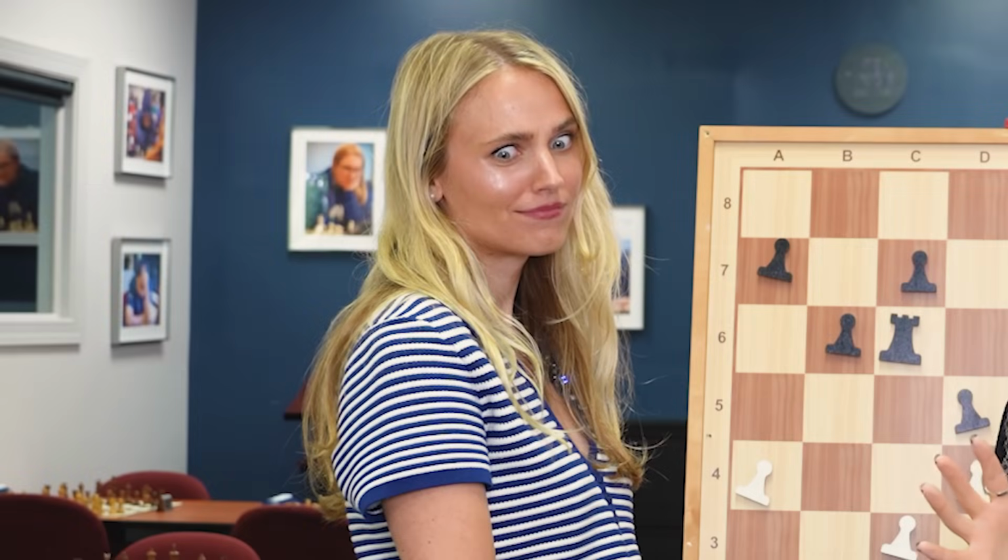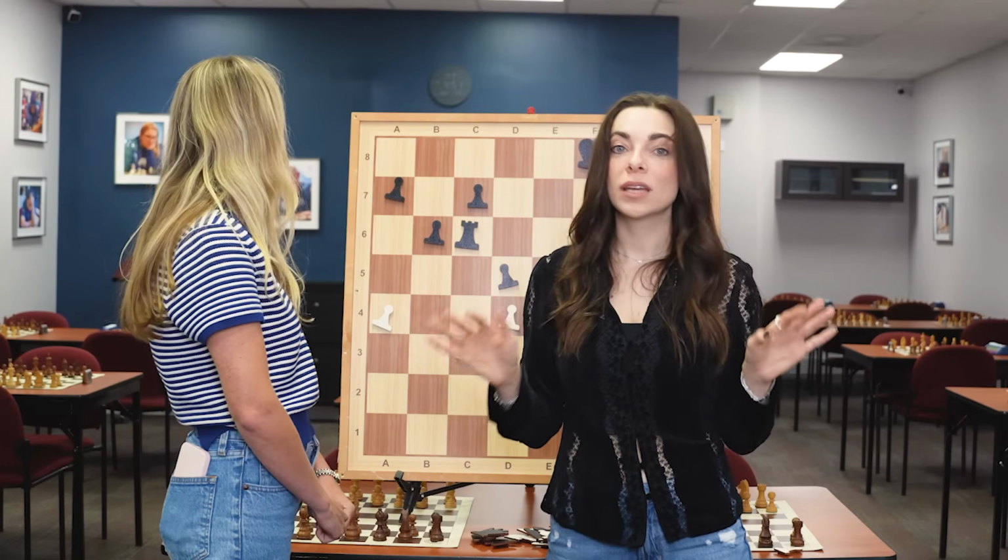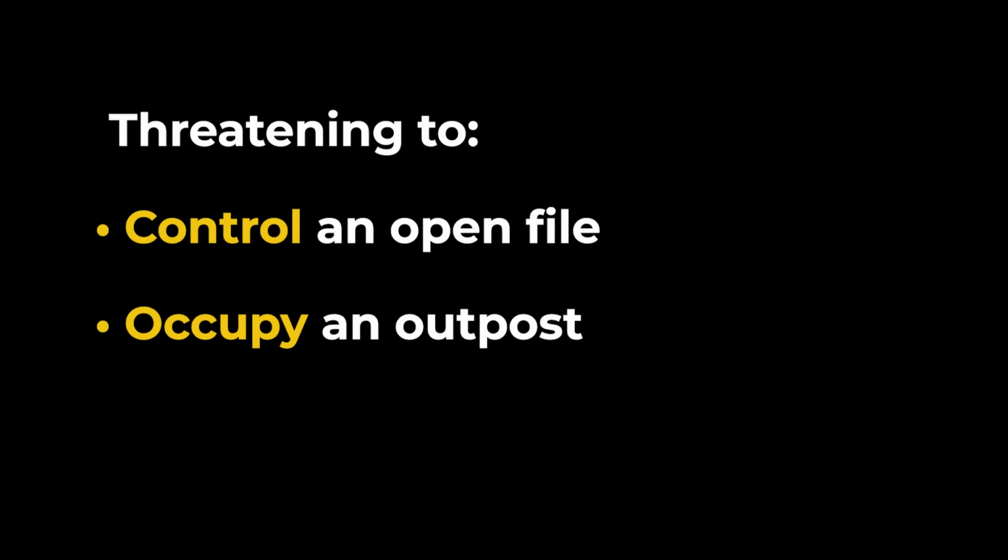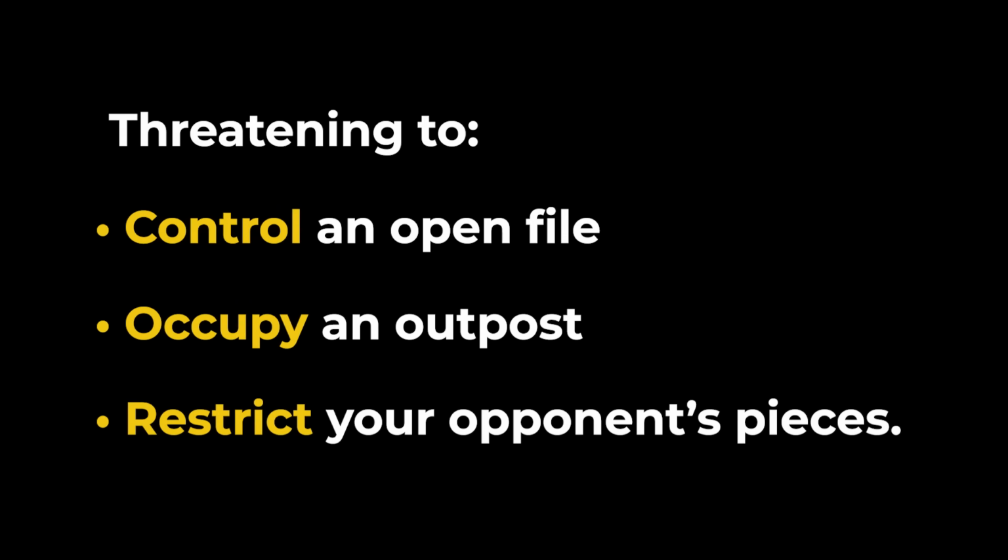Threat number 4, positional threat. A plan. A plan that you have no way to stop. That can be threatening to control an open file, occupy an outpost, or restrict your opponent's pieces.